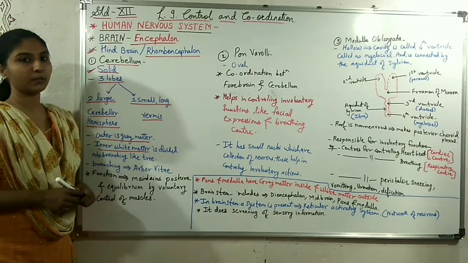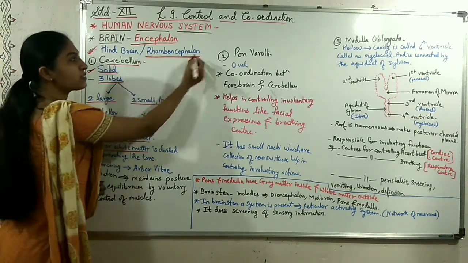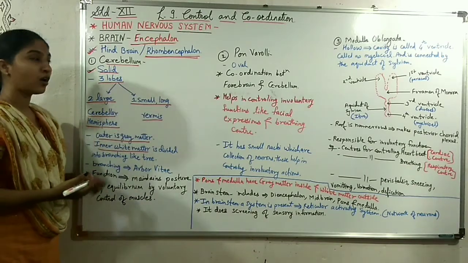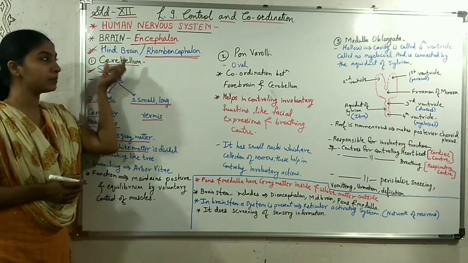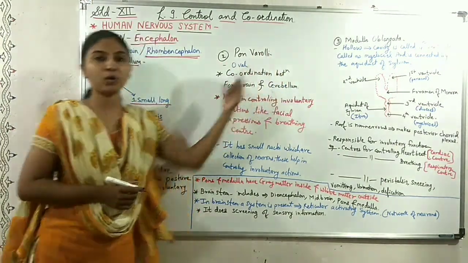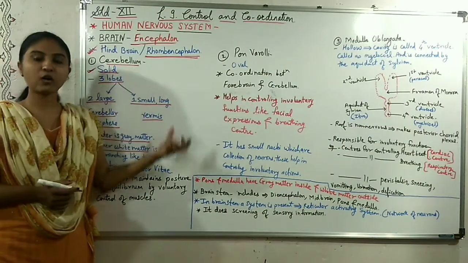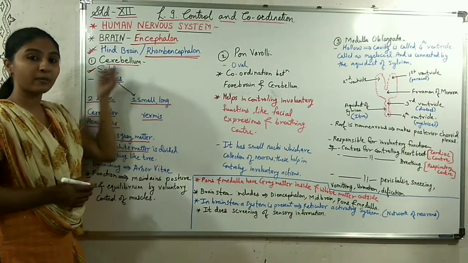The third part of the brain is the hindbrain. It is also called the rhombencephalon. The rhombencephalon is further divided into three parts. First is the cerebellum, second is the pons varolii, and third is the medulla oblongata. Now we will understand all these three parts one by one. So, the first part is the cerebellum.